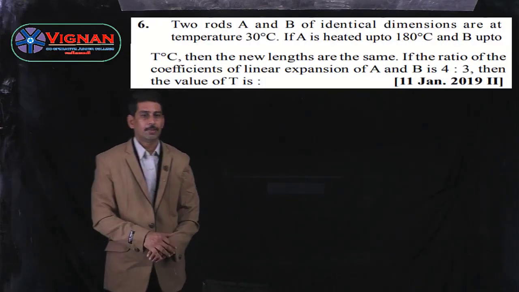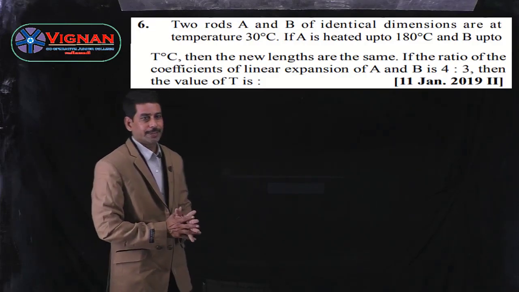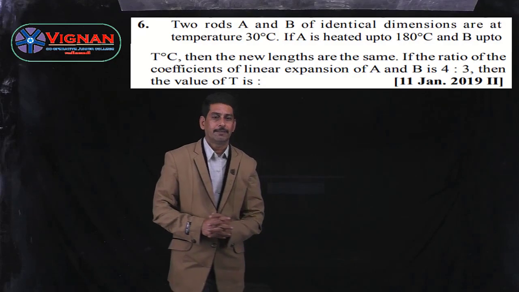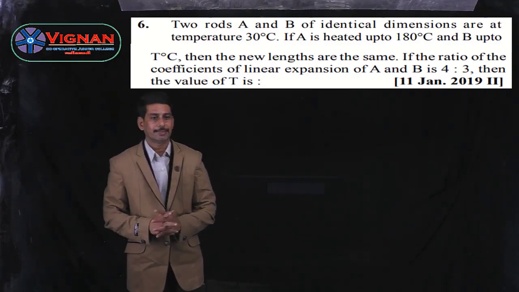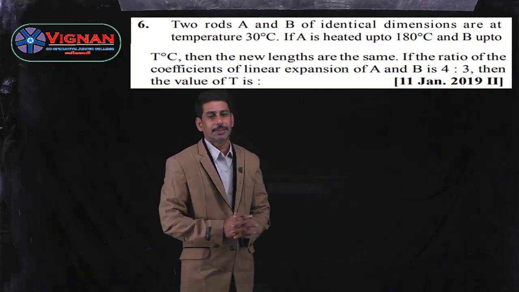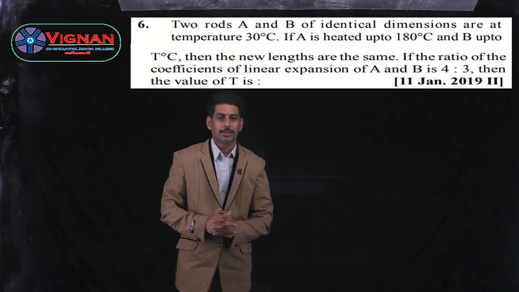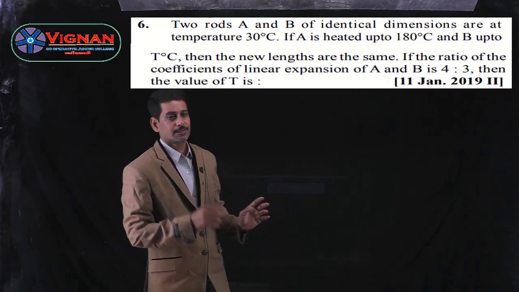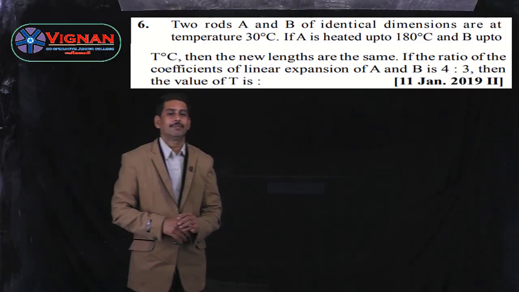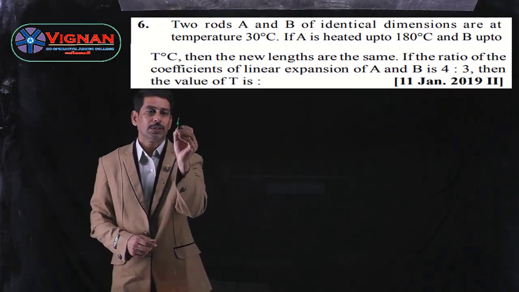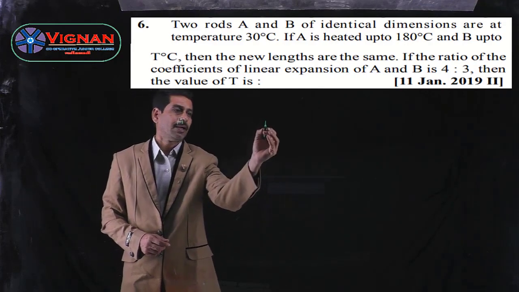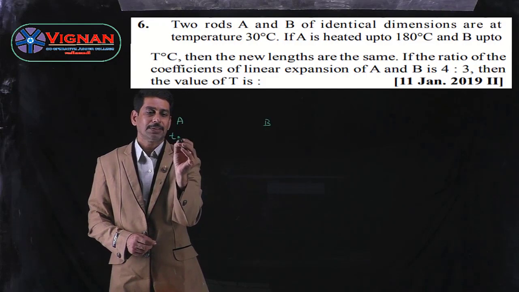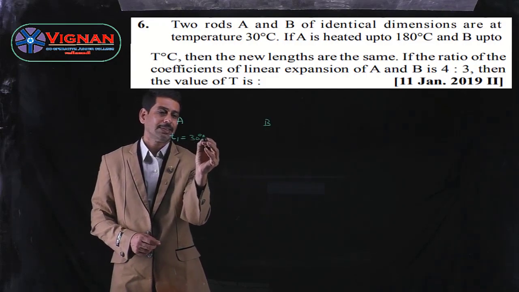So see the next problem. Two rods A and B of identical dimensions are at a temperature of 30 degrees centigrade, and if A is heated to 180 degrees centigrade and B is heated to T degrees centigrade, then the new lengths are the same. And if the ratio of coefficients of expansion of A and B is 4:3, then the value of T is. Two rods are given, A and B. For the two rods, the initial temperature is given as 30 degrees centigrade.